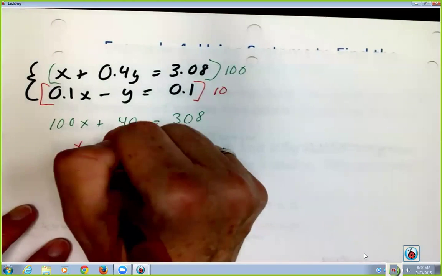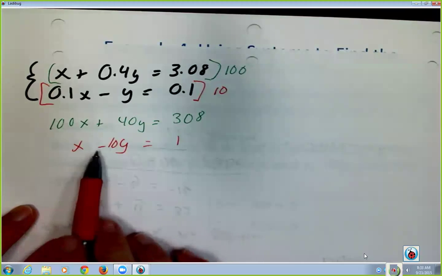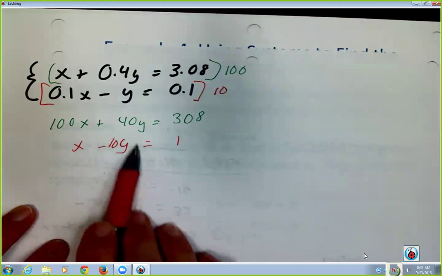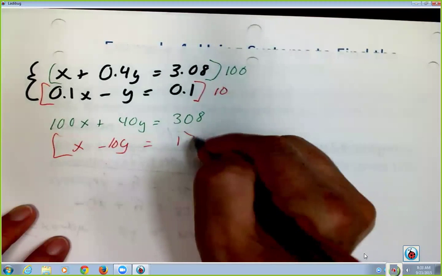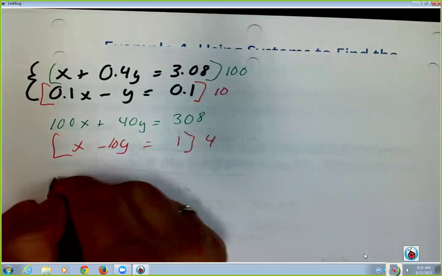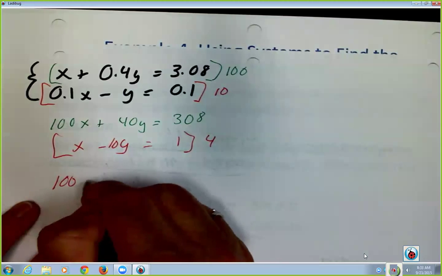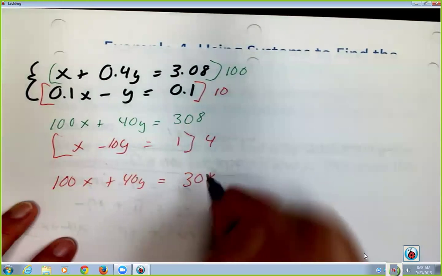Oh, yes, thank you. Yep, 10y. Because 10 times the 1 in there would have been 10y. Then you would have solved it. So I would have probably gotten rid of y's in here because that would be my common piece. So if I took the bottom one and multiplied it by 4, I could get rid of those. So 100x plus 40y is equal to 308.